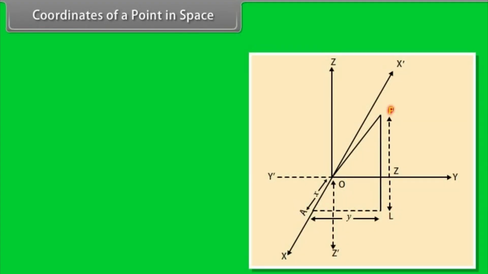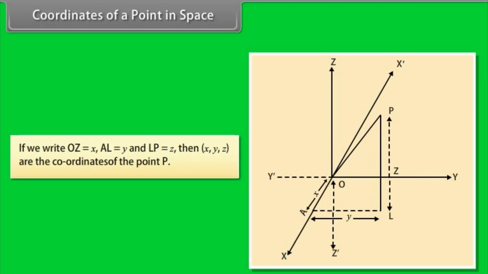Coordinates of a point in space. Let P be any point in space. Through P, draw perpendicular PL on XY plane meeting this plane at L. Through L, draw a line LA parallel to OY cutting OX in A. If we write OA is equal to x, AL is equal to y, and LP is equal to z, then x, y, z are the coordinates of the point P.